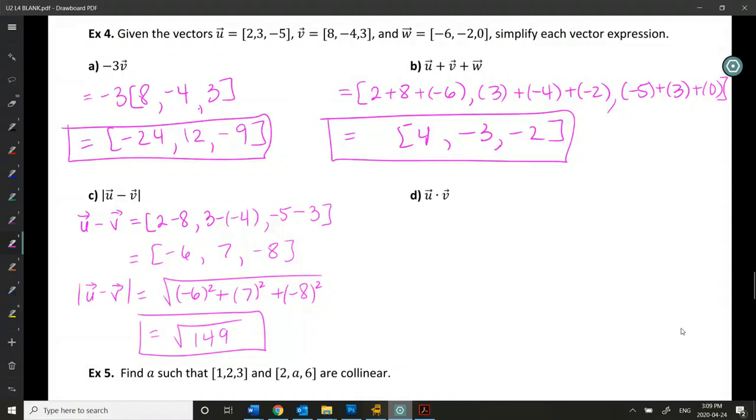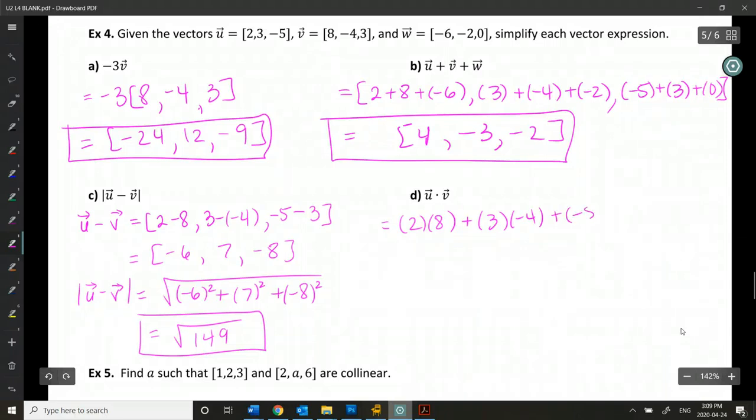Okay, and lastly, we can do the dot product between two vectors by simply finding the products between like components. So we want to find how the x's are working together, how the y's are working together, and how the z components are working together. So this is what you should be calculating. You're getting 16 minus 12 minus 15, and that's going to leave us with the scalar -7, or -11, sorry.